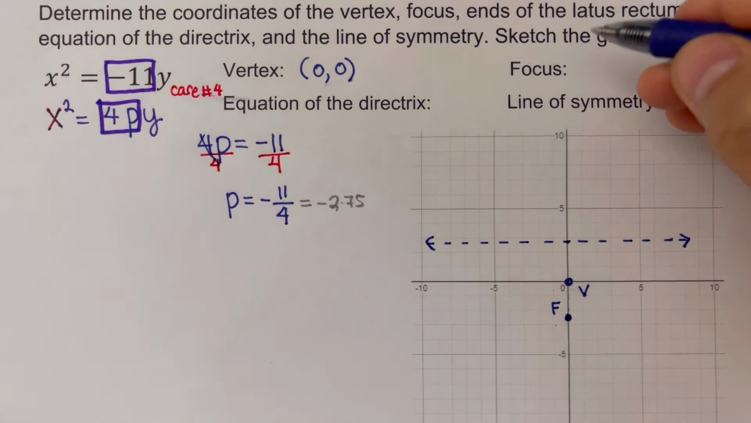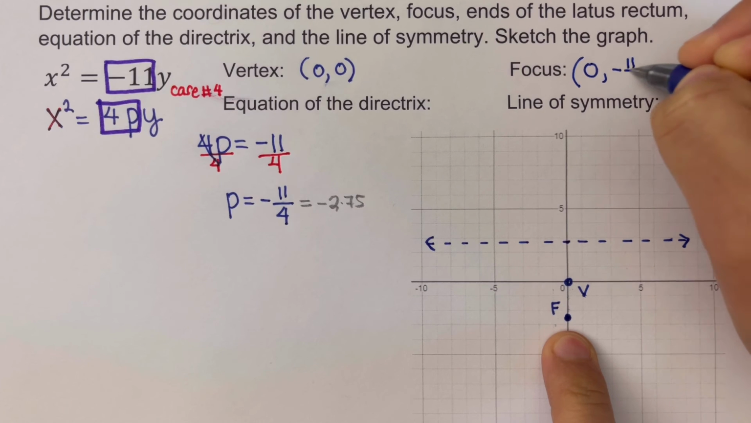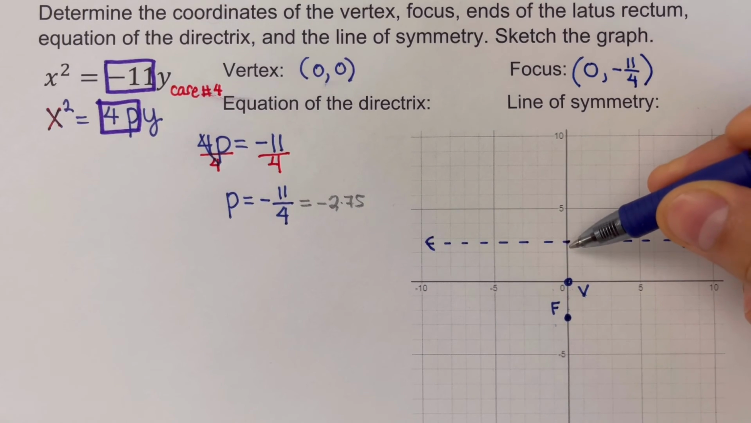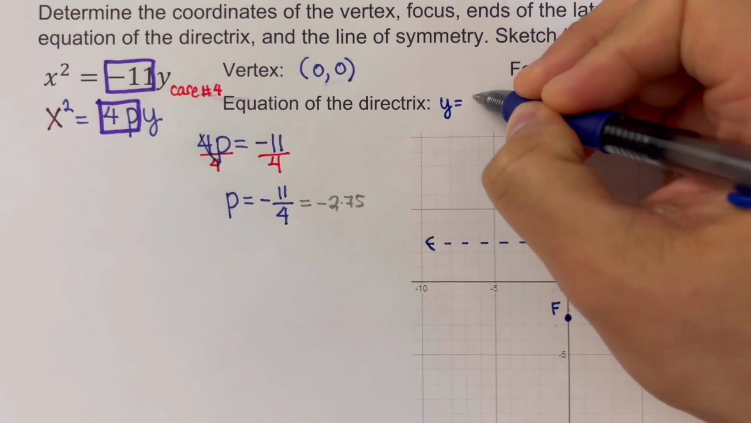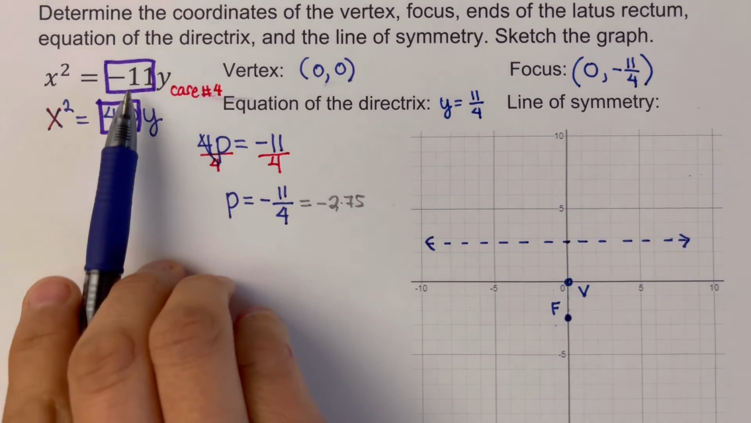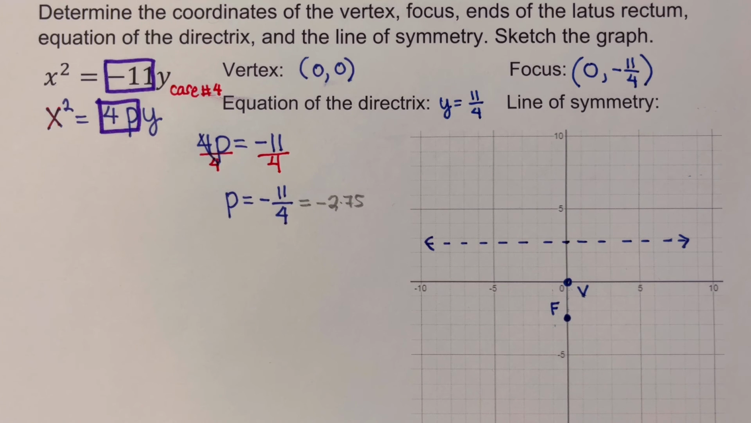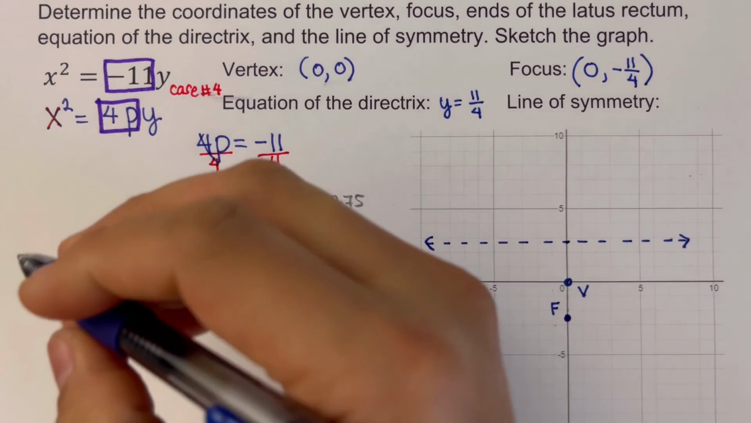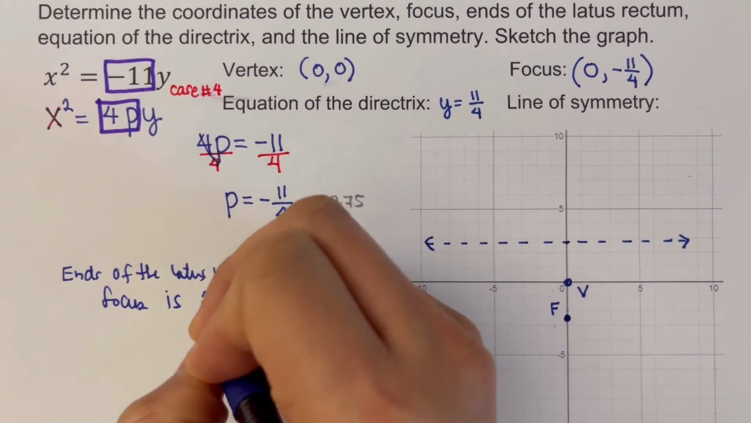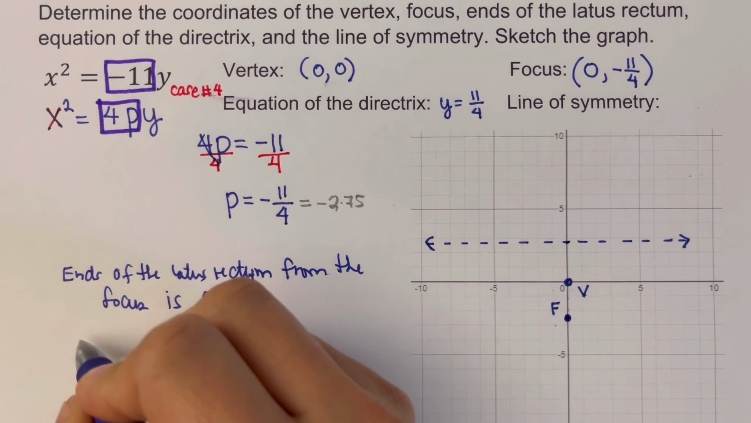Okay, so we can go ahead and say that our focus is actually located at this point right here, 0 and negative 11 over 4. And then the equation for the directrix that we have here is y equals positive 11 over 4. Now let's determine the ends of the latus rectum. We can either use this equation right here and plug in this p-value to the y, or the easiest way that we remember is that from the focus to the one end of the latus rectum is twice the p. So I can go ahead and write that up here. Since our p is 11 over 4, if we double 11 over 4, it will come out 11 over 2. So I'll show the work down here.